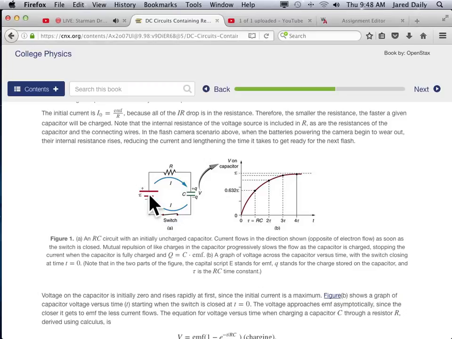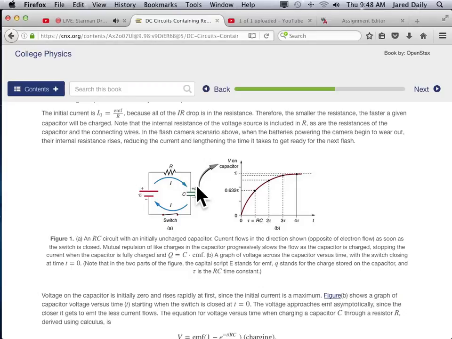So what this configuration does is it charges your capacitor, plain and simple. It charges the side that's on the positive side of the battery positively, the side that's on the negative side of the battery negatively, and it drives a current through the resistor during the charging process. But eventually this capacitor is going to reach its full capacitance. You won't be able to push any more charge onto it.